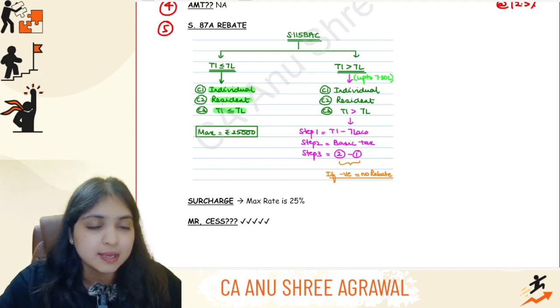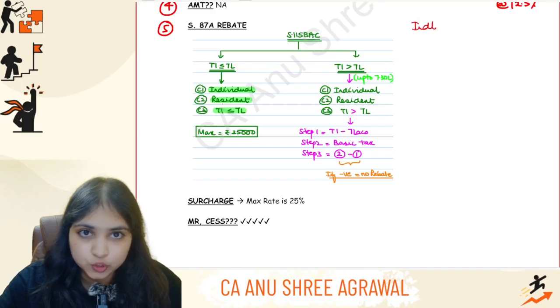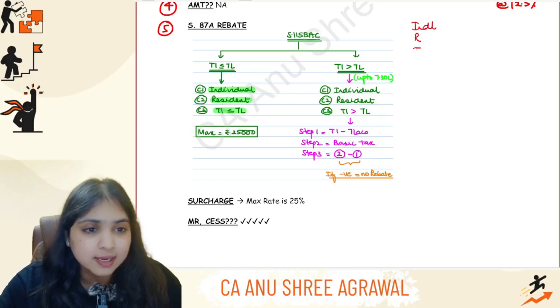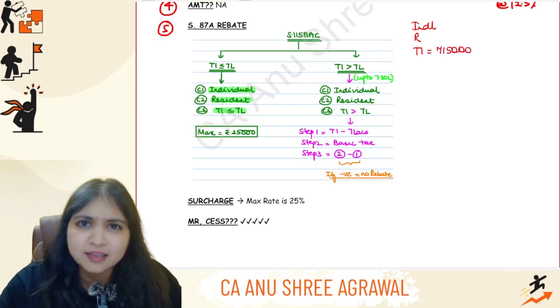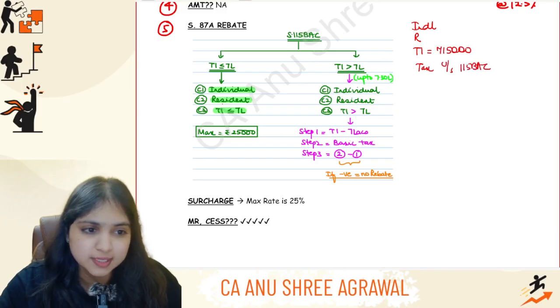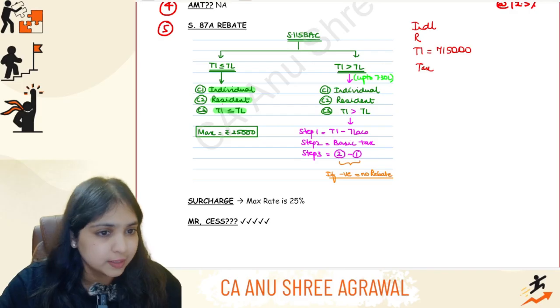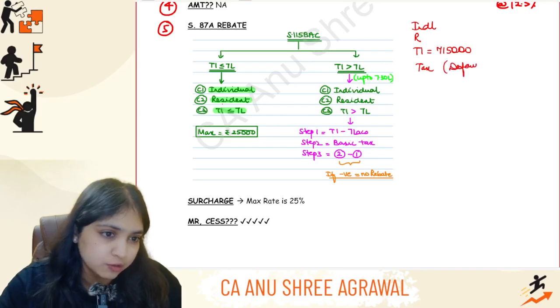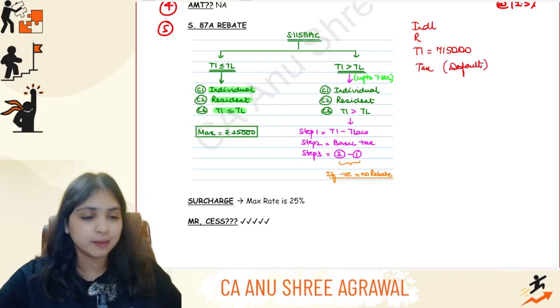Let's take an example. Let's say the assessee is an individual, a resident. Let's say his total income happens to be 7,15,000, and they're asking us to find his tax liability under section 115BAC, which means your assessee is following the default regime. So under the default regime, tax liability has to be computed, right guys?